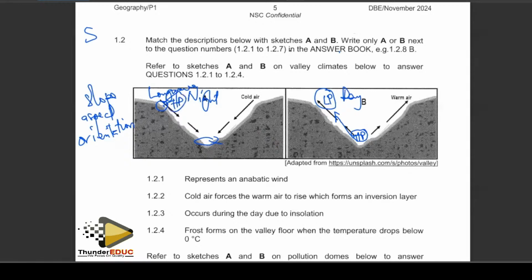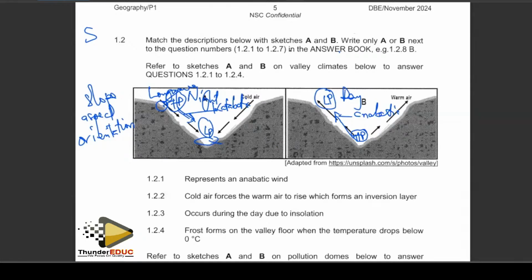We now have a high pressure on the valley side, and we now have a lower pressure in the valley floor, prompting the air to move in that direction, which will mean that now this is a downward movement of air from the valley side to the valley floor. And this is typical of what we call the katabatic wind. And this is what we call the anabatic wind. So you don't need to confuse those two. Anabatic wind is an upslope wind, which is typically experienced during the day. Then katabatic is a downslope wind, which is typically experienced during the night.